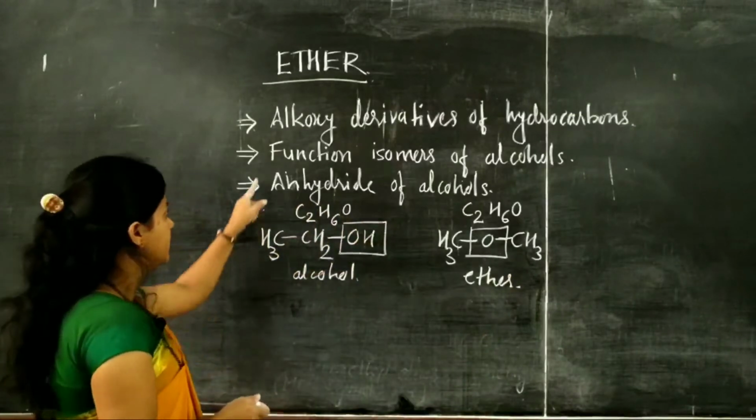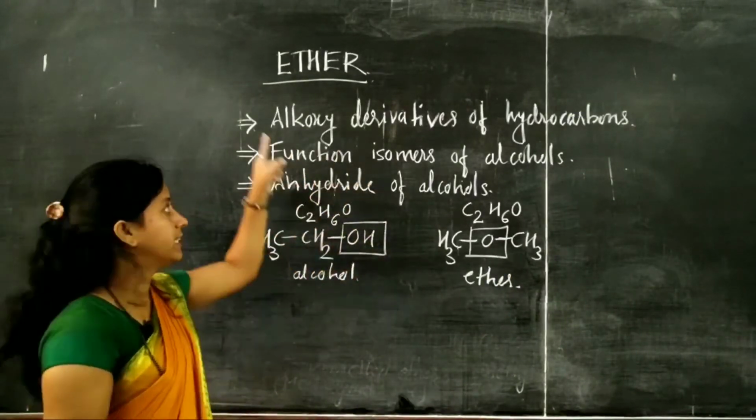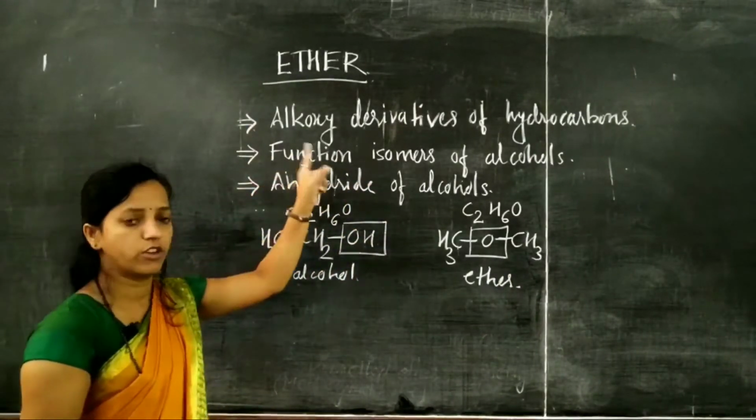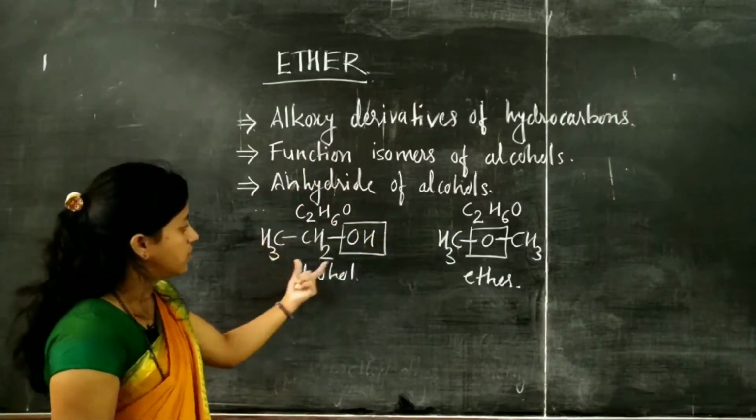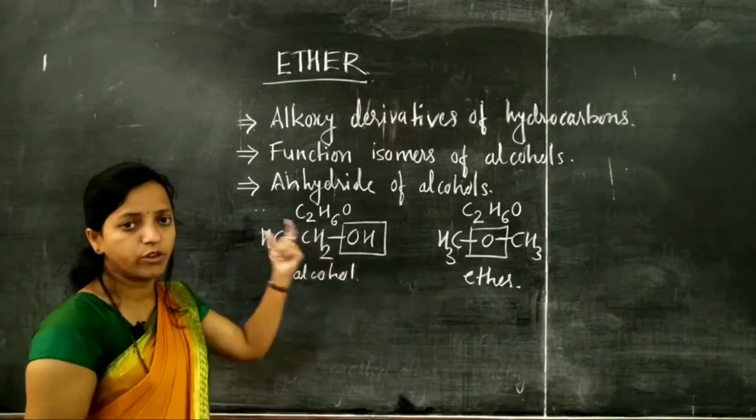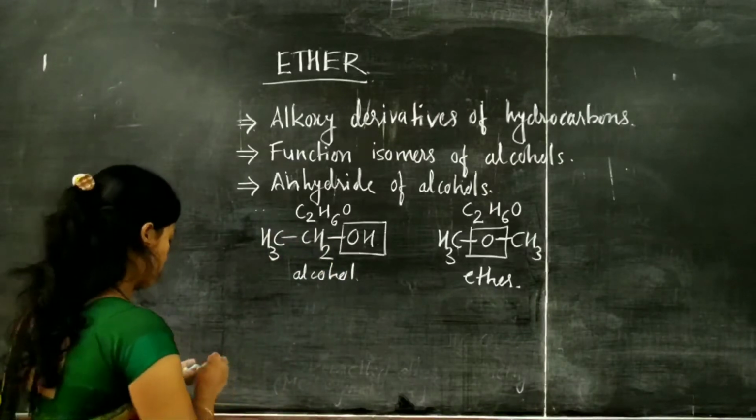So these are called functional isomers of alcohol. Ethers are functional isomers of alcohols. So this is how they have the same molecular formula but differ in functional group.